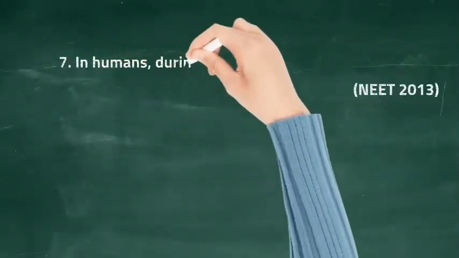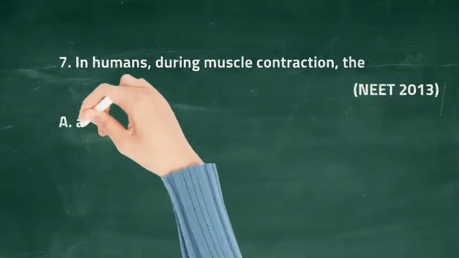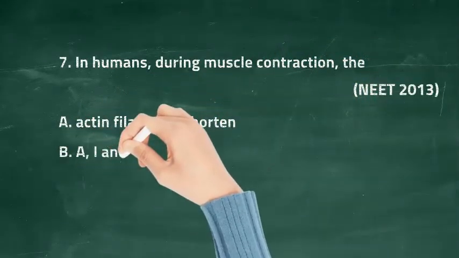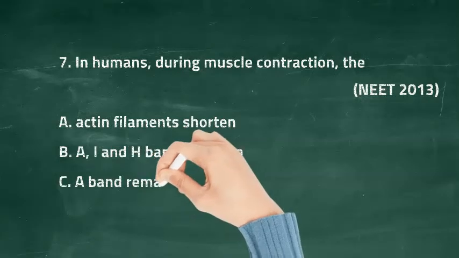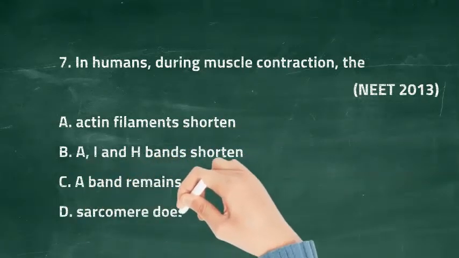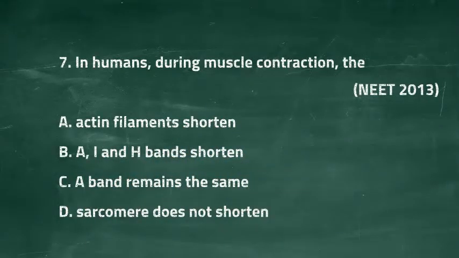Question 7. In humans during muscle contraction: option A, actin filaments shorten; option B, A, I and H bands shorten; option C, A band remains the same; and option D, sarcomere does not shorten. So the right answer is option C, A band remains the same.